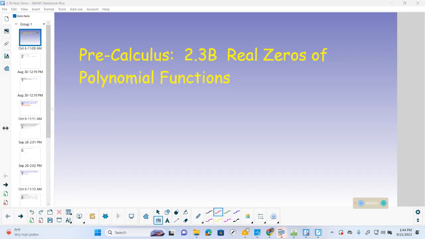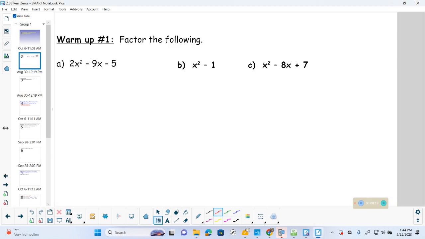Today we're going to do the B part of yesterday's section. We're still working our way towards finding all the real zeros. Remember, yesterday we focused on the skills, synthetic division and long division. Today we're going to put all of that together and find all of the zeros. This is for when your polynomials do not factor.